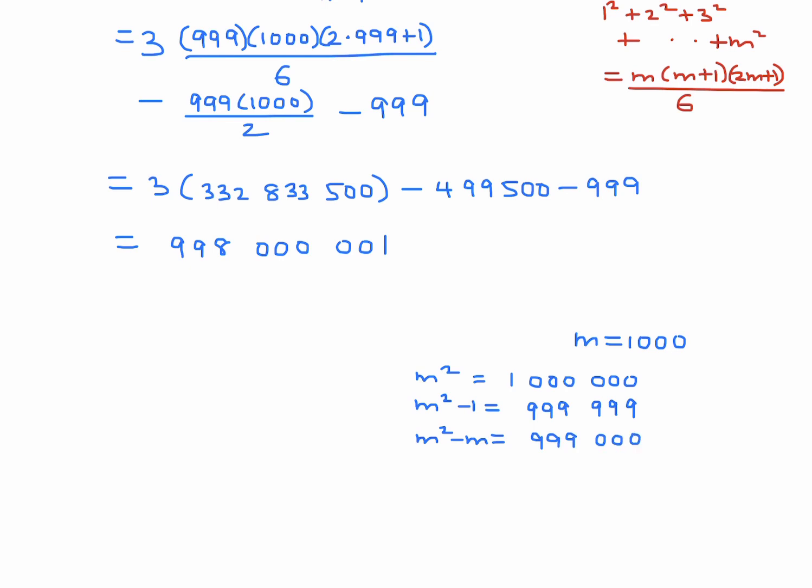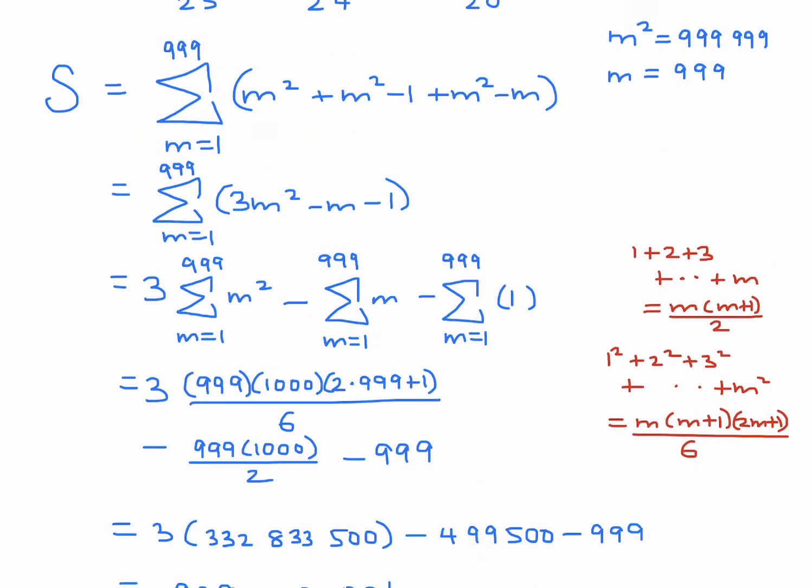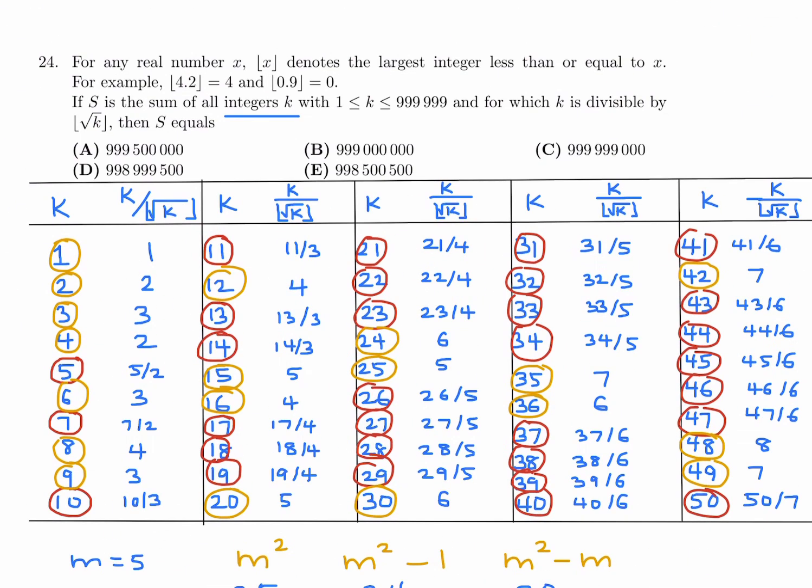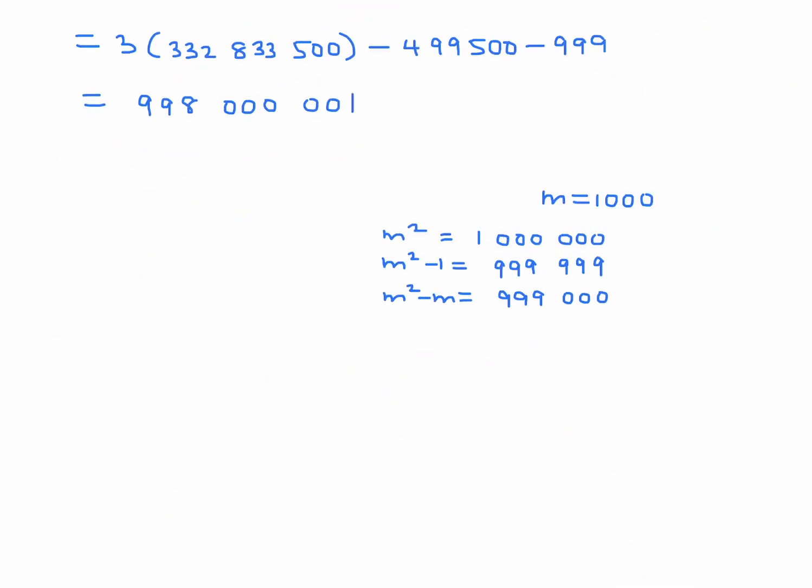999,000. Now what we have to do is see if any of these numbers fall within our range. And remember, our range was right here, between 1 and 999,999. Okay, well, the range was m or k, whatever letter you want to use, between these two numbers. Well, this is not, but this is, and so is this. So that means these two numbers I've got to also include in my sum.